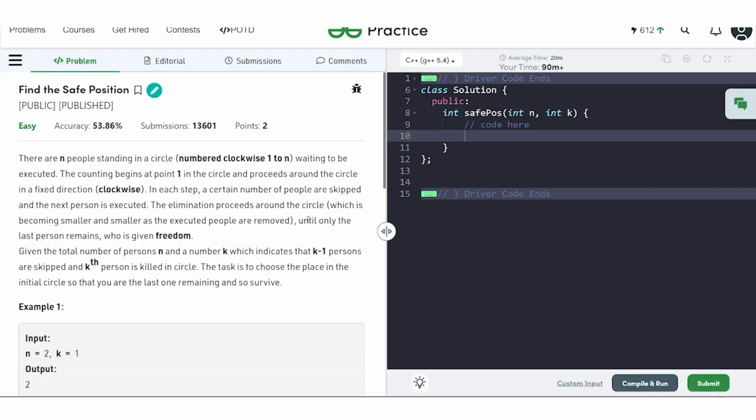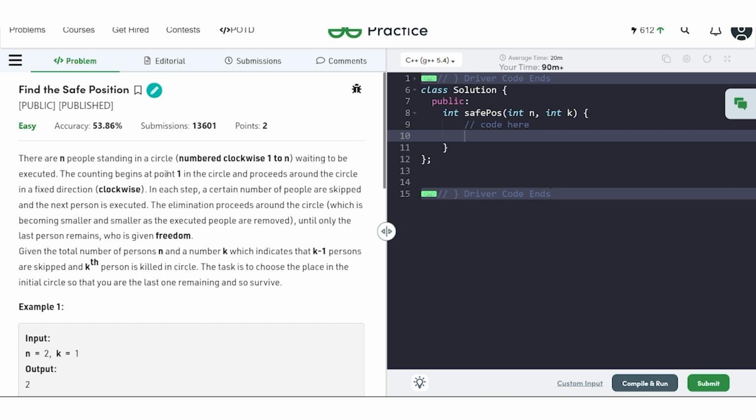In this video we will discuss the problem find the safe position. The problem says that there are n people standing in a circle. The people are numbered from 1 to n and they are standing in the clockwise direction in the form of a circle. They are waiting to be executed. That is, basically they are waiting to be killed.